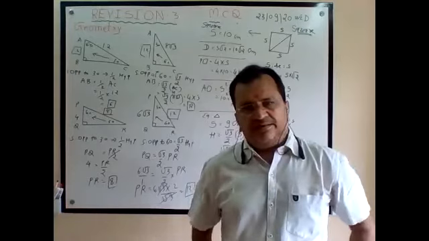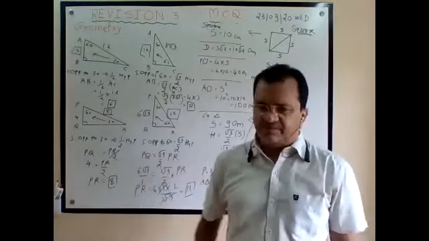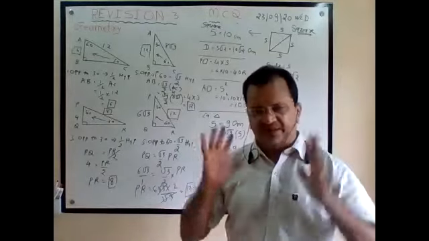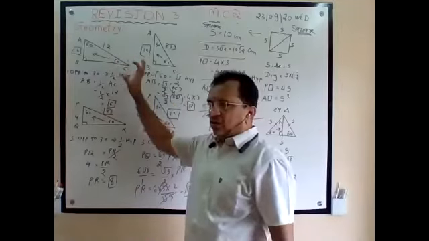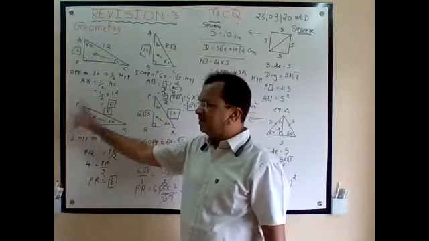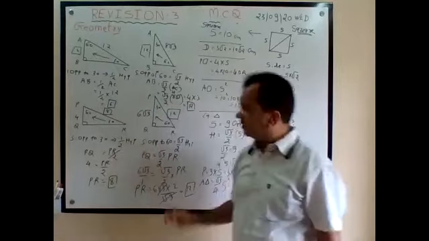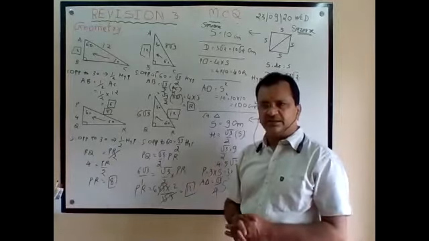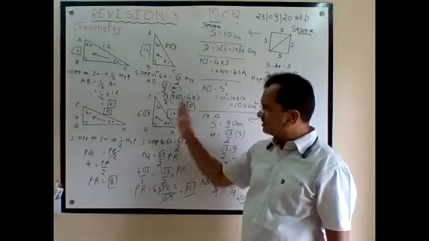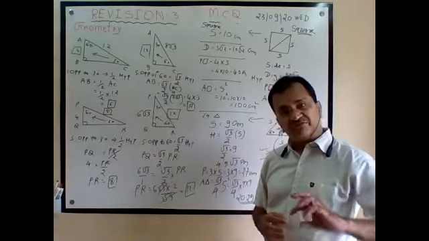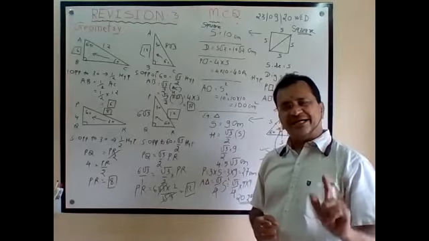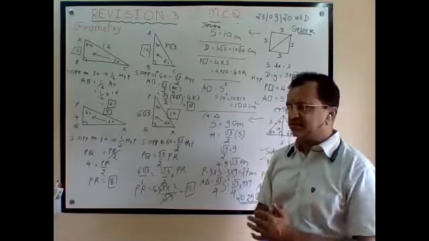So again, let me recall within 1 minute, we have discussed a total of 8 points. Opposite to 30 type: when hypotenuse is given, find out opposite to 30. When opposite to 30 is given, find out hypotenuse. For 60: opposite to 60, find out when hypotenuse is given. Find out hypotenuse when opposite of 60 is given. Opposite of 30 formula is different: half of the hypotenuse. Opposite to 60 side is equal to root 3 by 2 of hypotenuse.